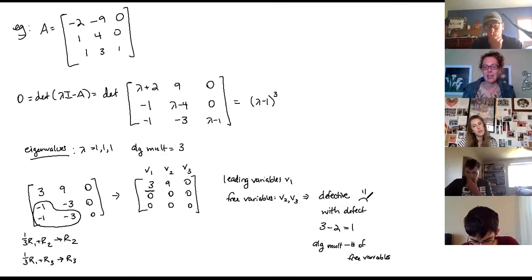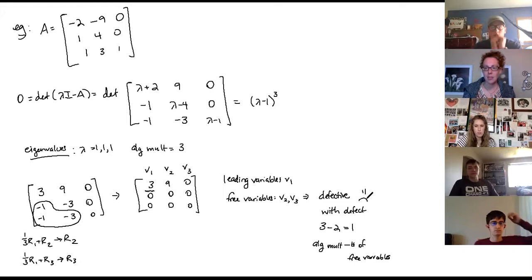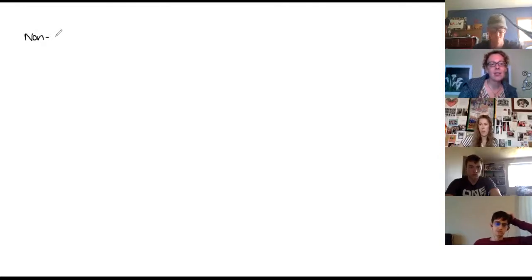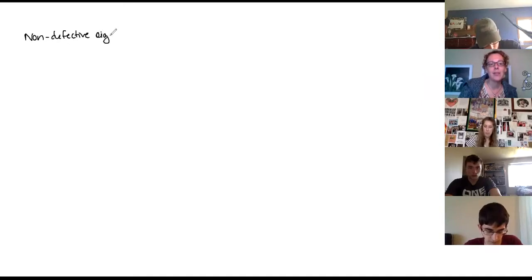That's the sad case, and we will talk about tomorrow how to deal with the sad case. Are we good? Everybody good up till now? Okay, leading variables, free variables, defective, not. Now that we've got a way to tell whether we have defective or not, let's talk about non-defective eigenvalues. Remember, this is the happy case. We like this case.